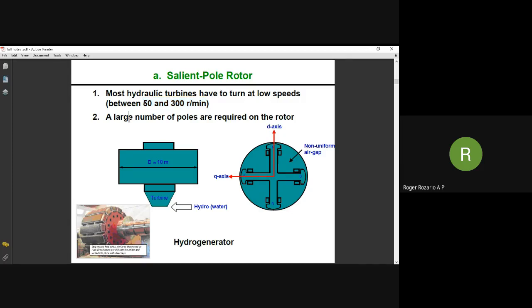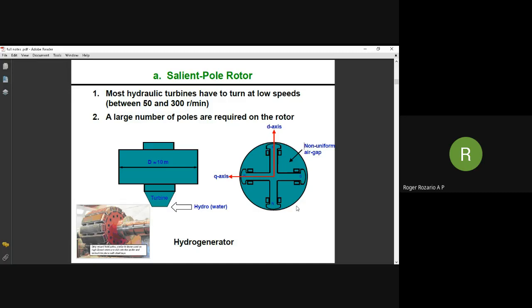So a large number of poles are required on the rotor. You should remember the salient pole rotors have larger diameter. They have slower speeds, and because of the slower speeds, the number of poles required is large. These are 3 points you should note. And the most important point is they have a non-uniform air gap.